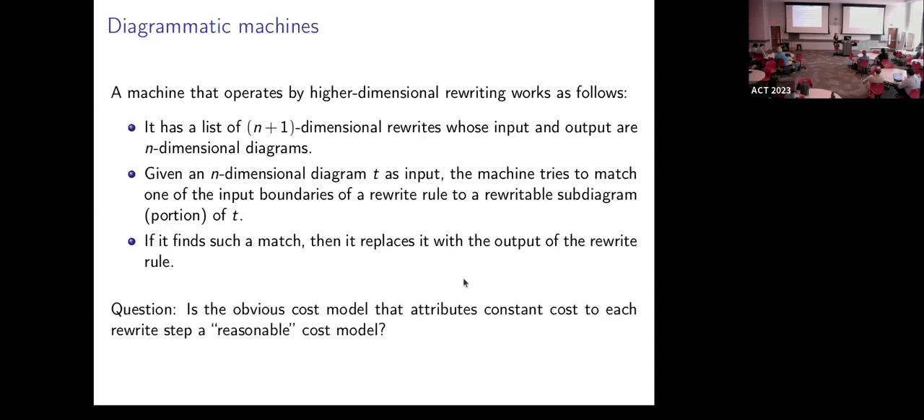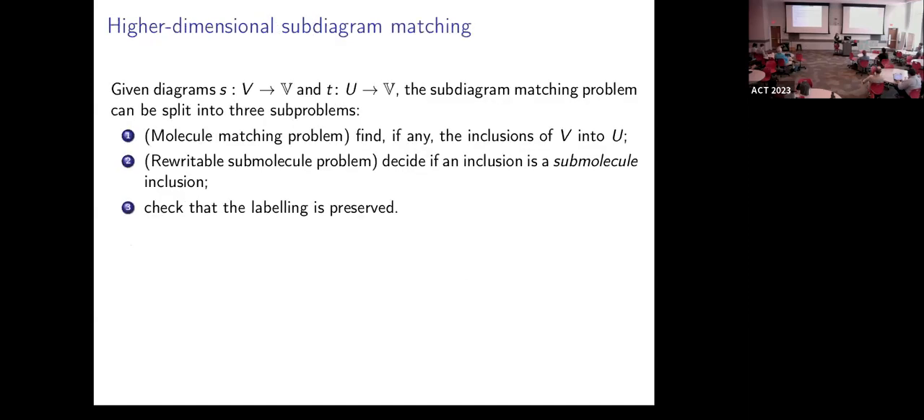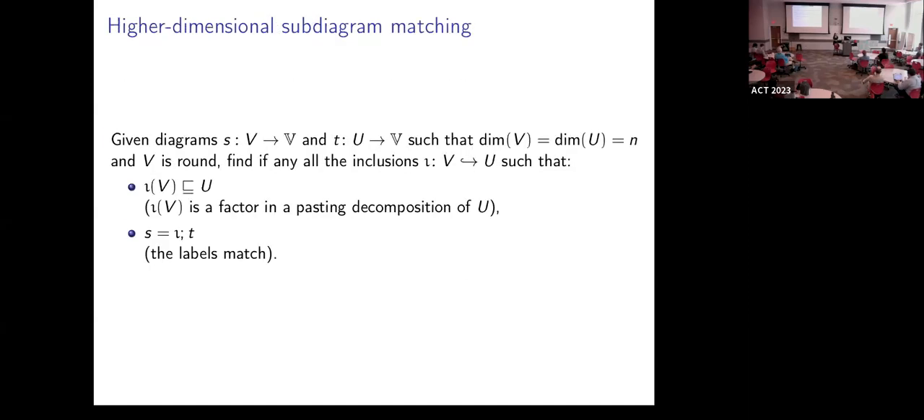So then the question became: is the obvious cost model that attributes constant cost to each rewrite step a reasonable cost model? And the answer to this question depends on the computational complexity of the higher dimensional subdiagram matching problem, whose answer is not at all obvious, since the problem of subgraph matching is known to be NP-complete. So this higher dimensional subdiagram matching problem is the following search problem.